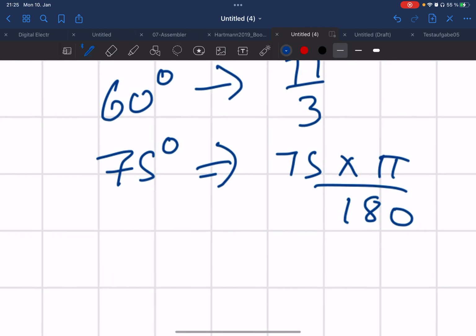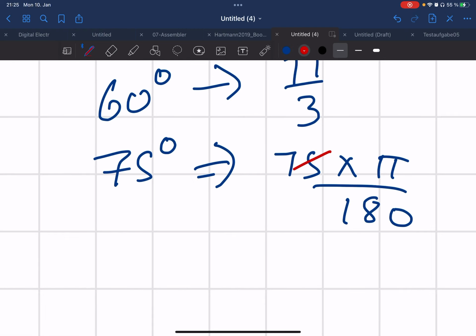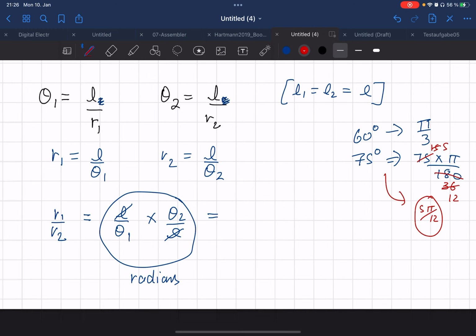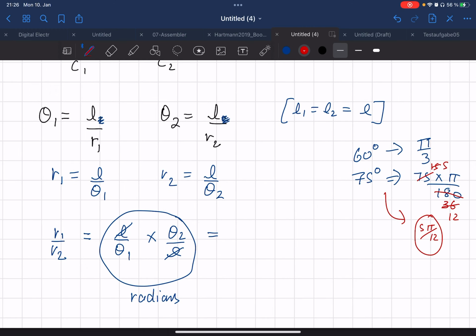So what is this? 5 ones are 5, 25, 5 fives are 25, 5 threes are 15, 5 sixes are 30, 3 fives are 15, 3 twos are 6. 5 pi divided by 12. Okay, so 75 degrees is 5 pi divided by 12.